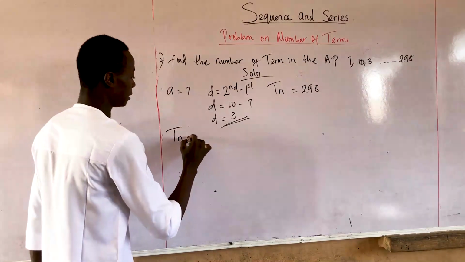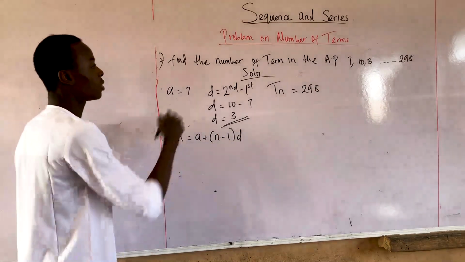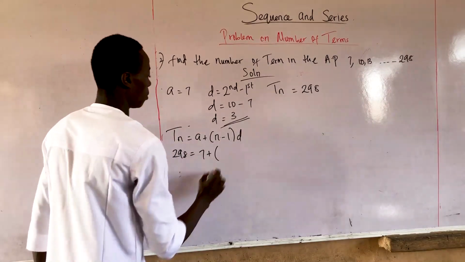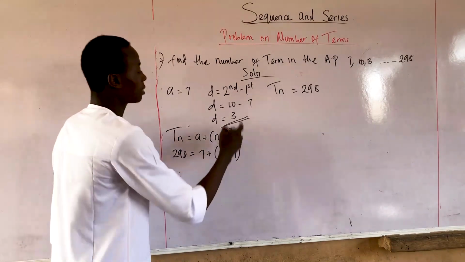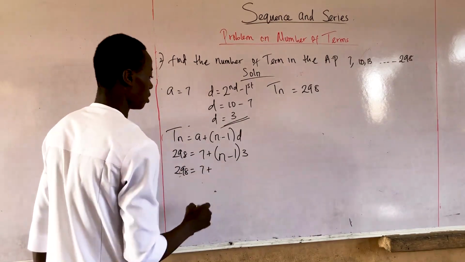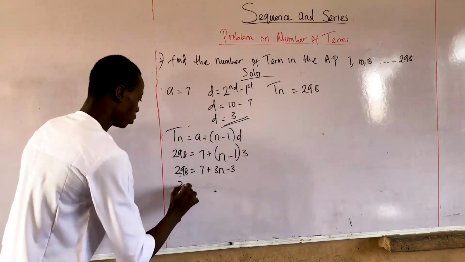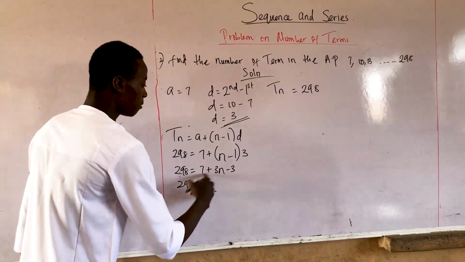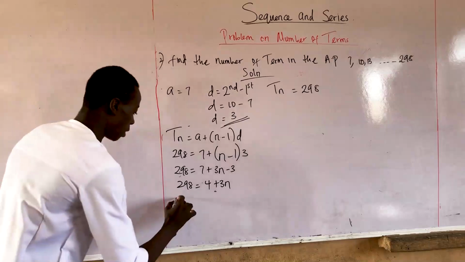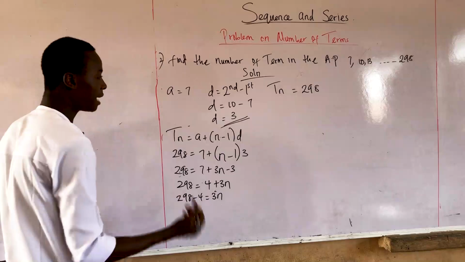From the formula, Tn equals A plus (n minus 1) D. So Tn, which is 298, equals our A, which is 7, plus (n minus 1). What is our D? 3. From here, 298 equals 7 plus 3 times n, which is 3n. 3 times minus 1 is minus 3, right? 298 equals 7 minus 3, which is 4, plus 3n. Now we can collect the terms: 298 minus 4 equals 3n.